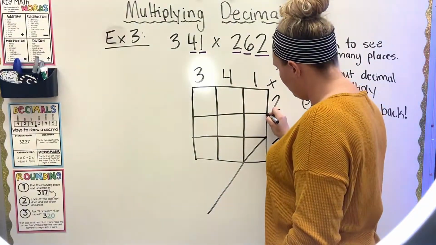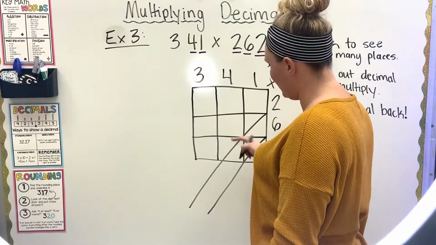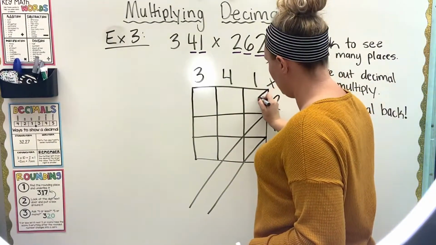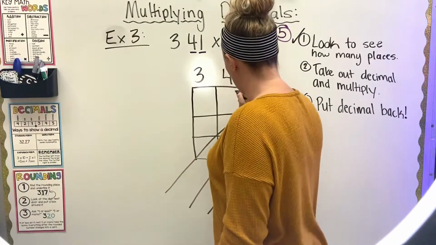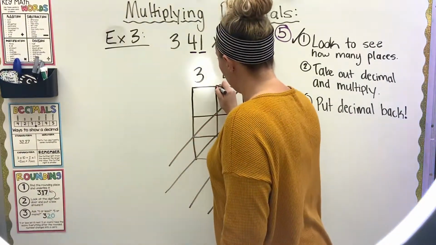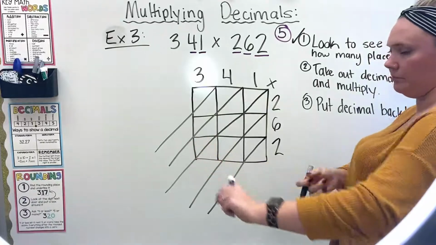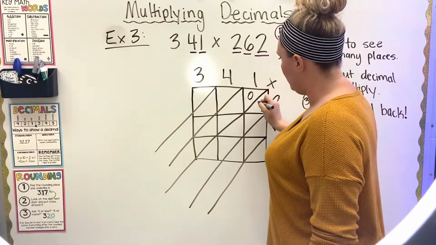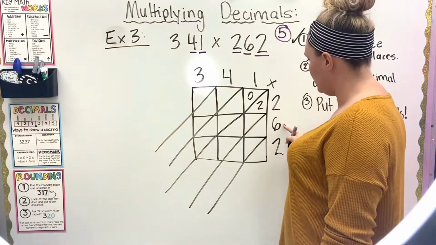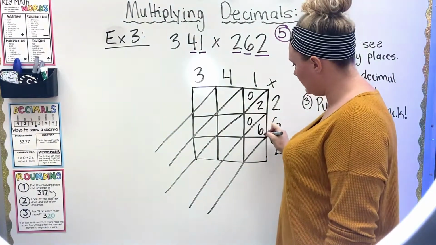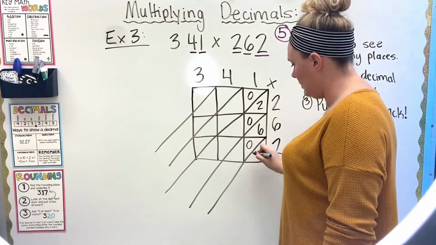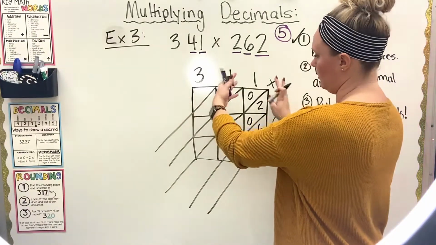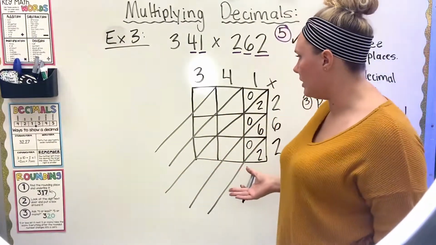Split, split, and it's okay if it's not quite perfect, as long as you keep them straight and organized. Split, split, split. All right, here we go. 1 times 2, well that's easy, I know that's 2. 1 times 6, that is 6. 1 times 2, again, 2. Now notice I went down first, but you can go over first. It really doesn't matter as long as you get all the boxes filled in.